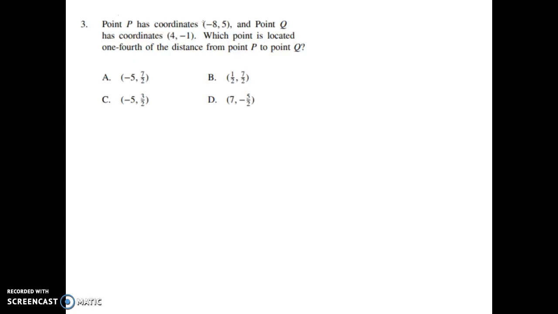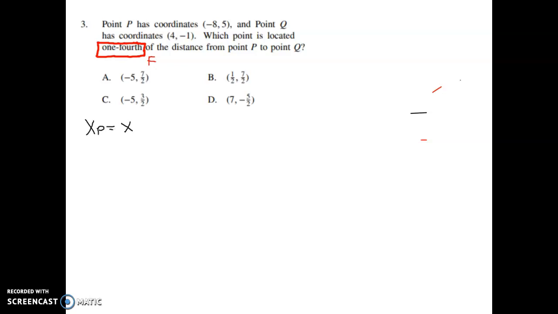It says point P has coordinates of -8, 5. Point Q is at 4, -1. What point is located 1/4 of the distance? So remember, we said anytime we see that fraction, I do want to go ahead and box it. That is my F. And then I will go ahead and start my formula. And I will give you guys this formula, unless your classmates are being rowdy.